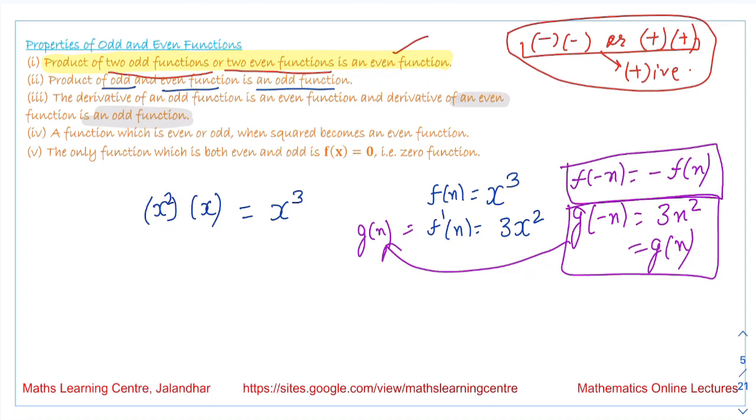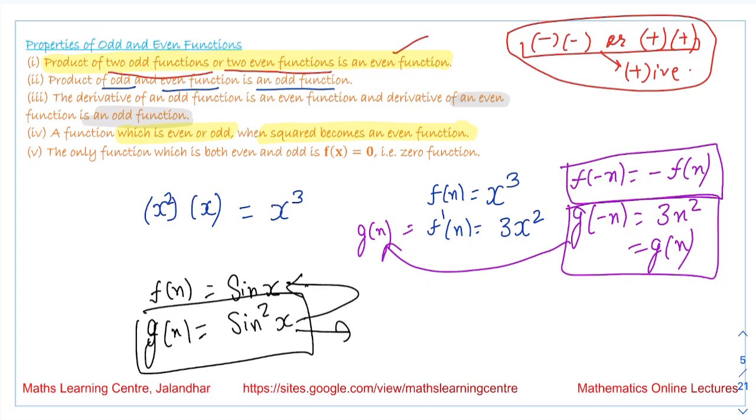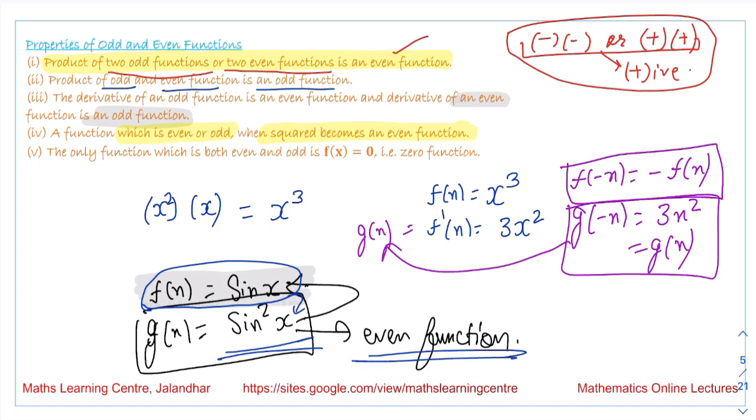Next, a function which is even or odd, when squared, becomes an even function. Suppose we have a function f(x) is equal to sin x. It is an odd function. We are talking about a new function g(x) that is equal to sin square x. This function is the square of an odd function, so this function will be an even function. What is important here is that the original function should be even or odd. We are not saying that the square of any function is an even function, but we are saying if any given function is either even or odd, then the square of that function is an even function.